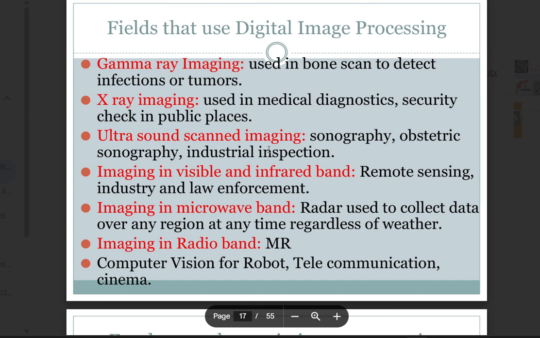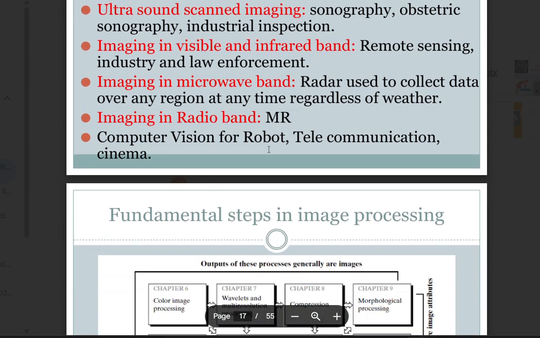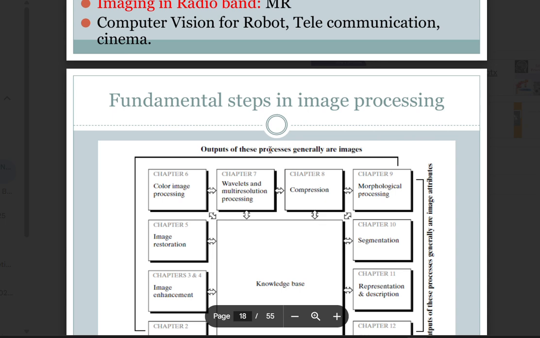So the fields that use digital image processing would be gamma ray imaging, which is used for bone scans and to detect infection or tumor. Next one is X-ray imaging. It is used in medical diagnostics and security checks in public places. Next is ultrasound imaging, that is sonography and industrial inspection. Imaging in the visible and infrared band, that is remote sensing, industry and law enforcement. Imaging in the radio band, such as MR scanning. Computer vision is used in the field of robotics, telecommunication and cinema.